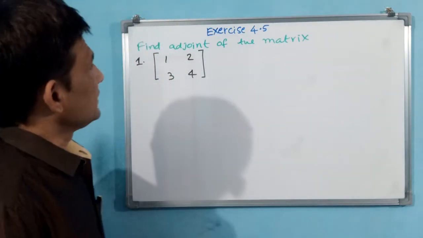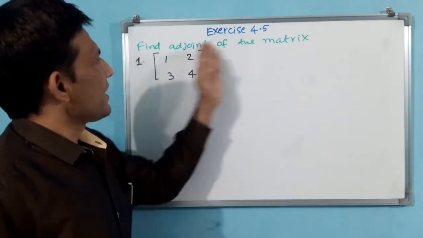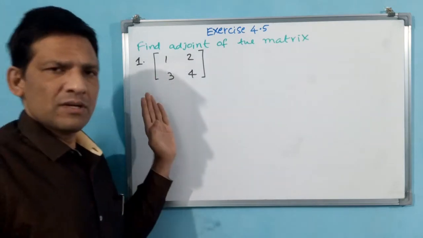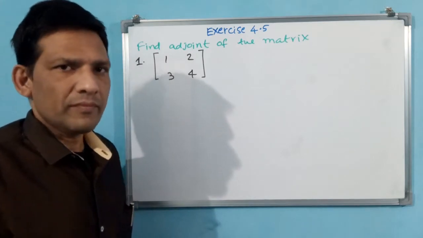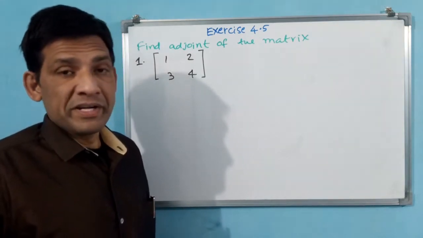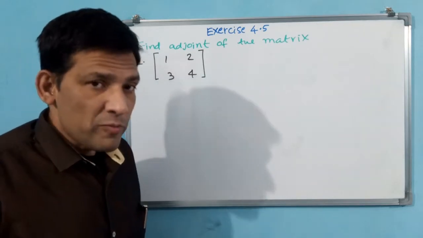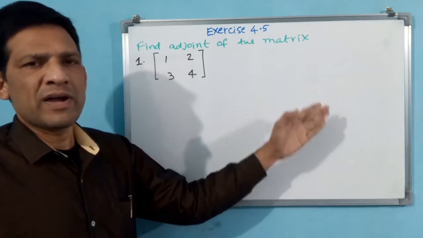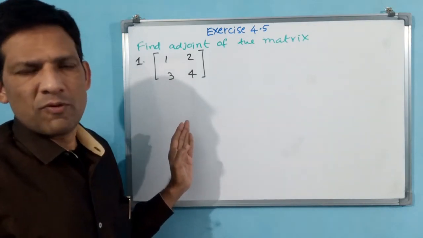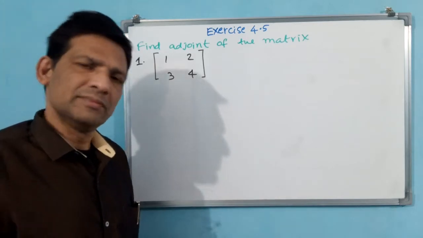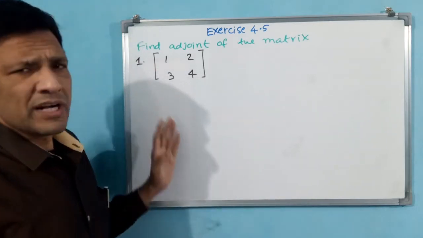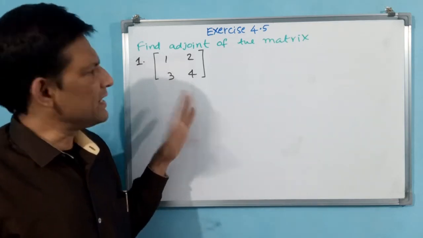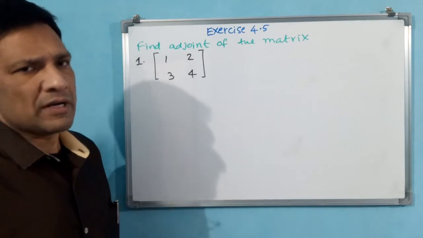See, what is the first question. Exercise 4.5. Find the adjoint of the matrix. Adjoint we know very well how to find. First question, only a 2 by 2 matrix they have given. For finding the adjoint of a 2 by 2 matrix, two processes are there. One is the direct method, another one is to find minors and cofactors and the transposed cofactors. If you write in a matrix form, then it is going to become the adjoint. But we need not do that second one, transposed cofactors of a matrix. Directly we can do, the 2 by 2 shortcut method.